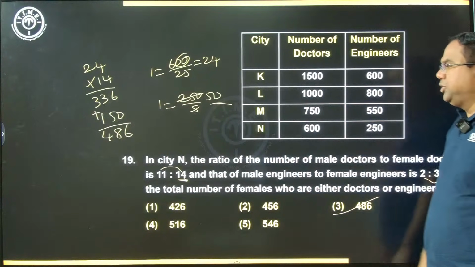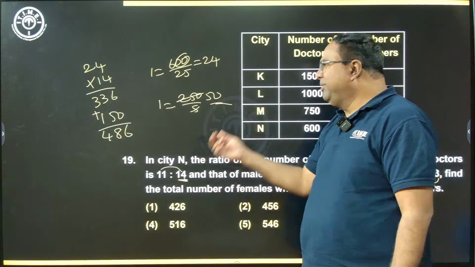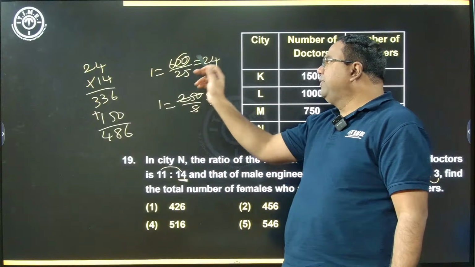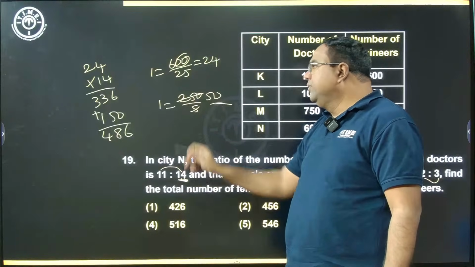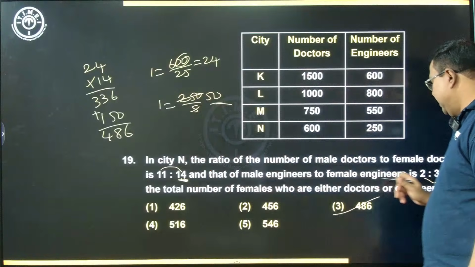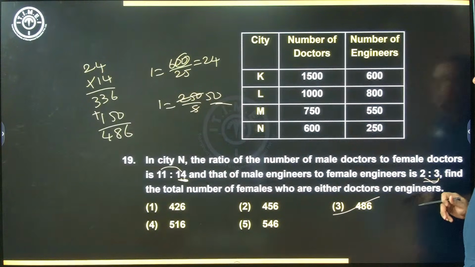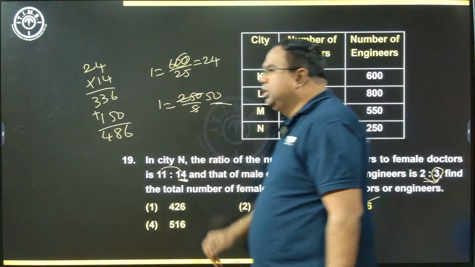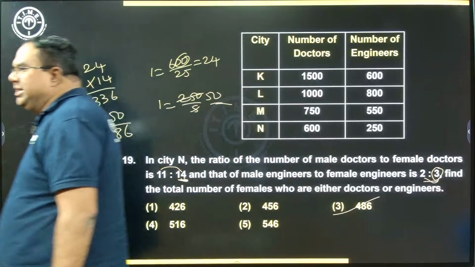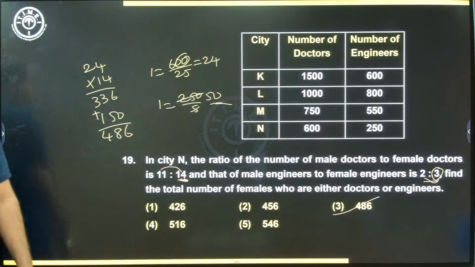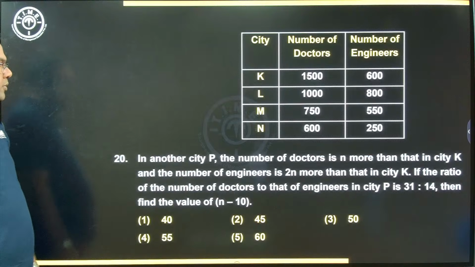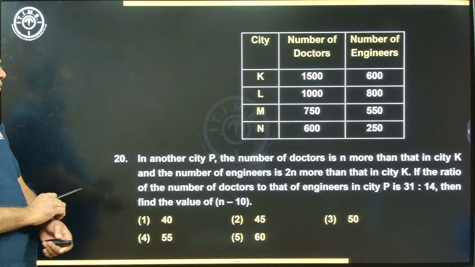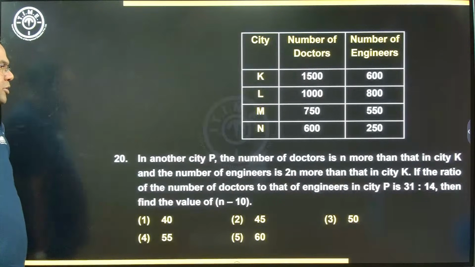I know total ratio here 11:14. Total parts 25, each part 24. Females 14, 14 into 24. Total parts 5 here, 250, each part 50. Females are 3, 3 into 50, 150. Add these two, you will get 486. Right? Try this question.